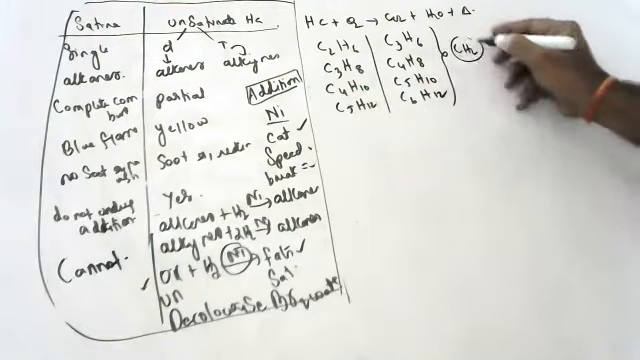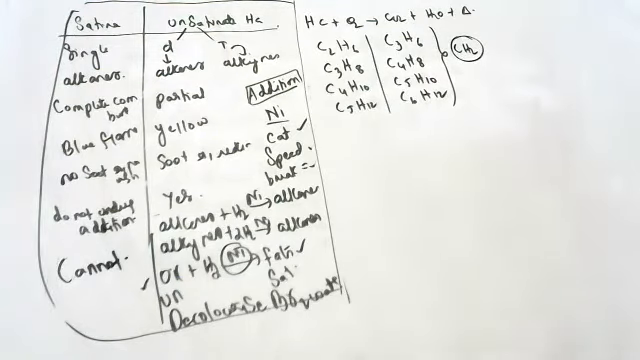What is a homologous series? A group of organic compounds differing by a CH2 group. Okay, children? Next.